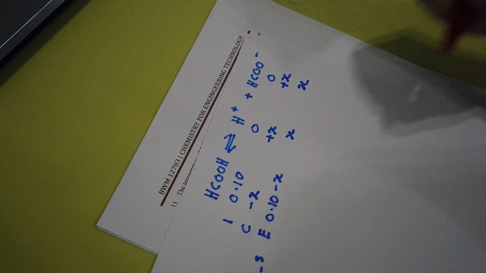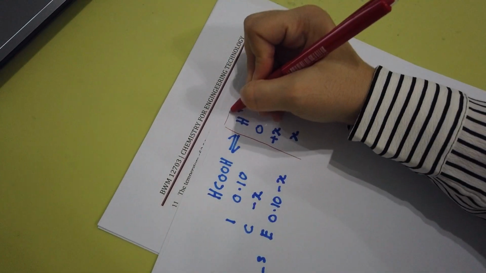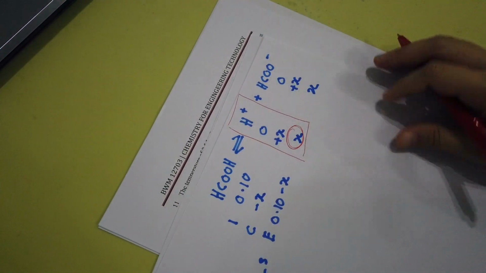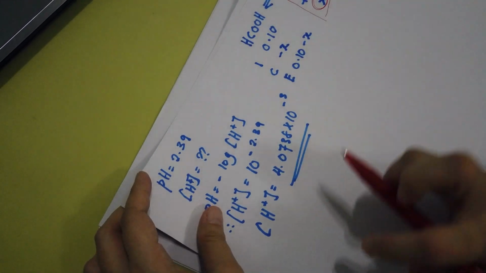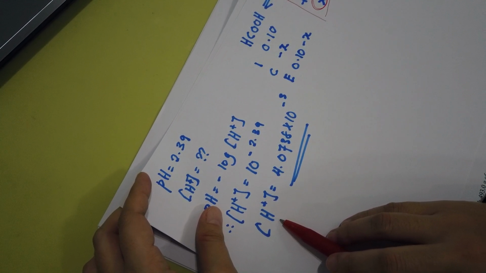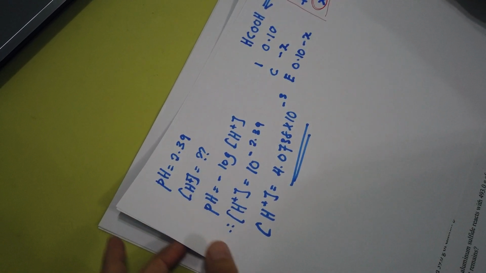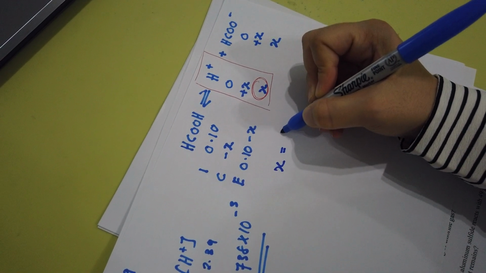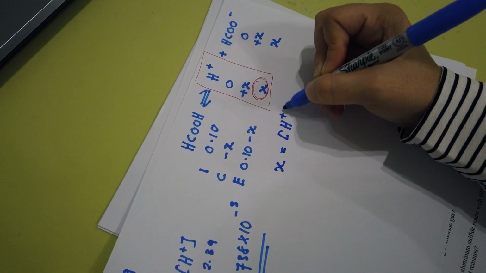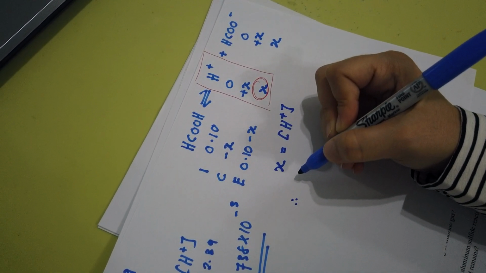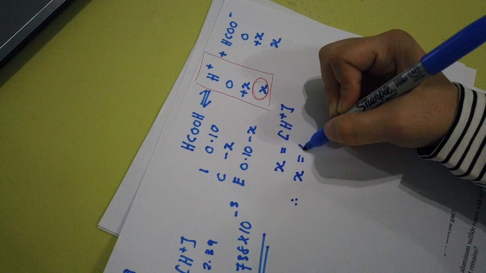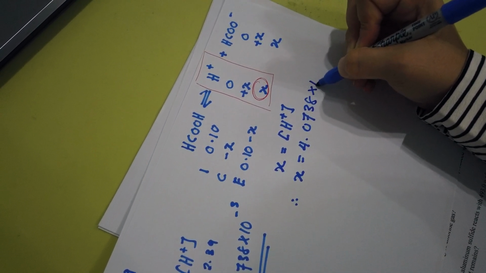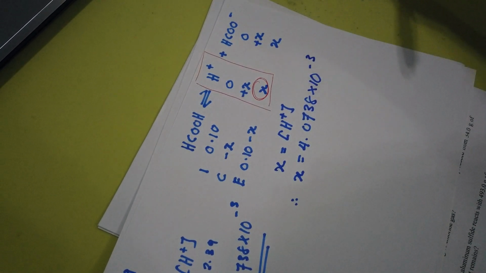What we can see here is that you already have the H plus at equilibrium, which is the value of X. Before, we calculated the concentration of H plus. Therefore, X is equivalent to the concentration of H plus. So, X is equivalent to 4.0738 times 10 to the power of negative 3.